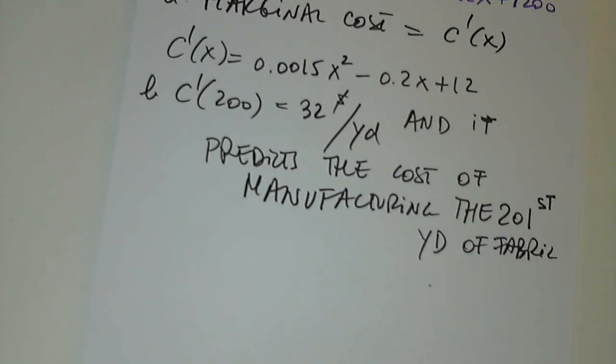Is there a way of determining the exact cost of the 201st yard of fabric? Is there a way of determining that exactly? This one is a prediction. This one is not exact. It's a prediction. But is there a way of determining the exact cost for manufacturing the 201st, the exact one yard, the 201st yard of fabric? Is there a way? Maybe you just add 32. No.